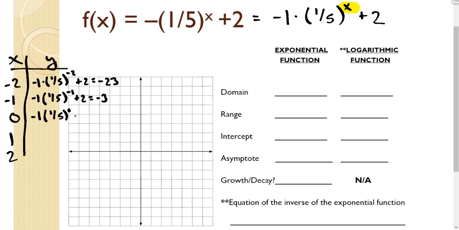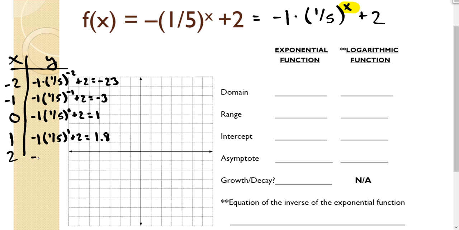-1 times 1/5 to the 0 plus 2. 1/5 to the 0 is 1. -1 times 1 is -1, plus 2 is +1. If I plug in a 1 here, -1 times 1/5 to the first, plus 2. 1/5 to the first is 1/5. -1 times 1/5 is -1/5, which is really like -0.2. And negative 0.2 plus 2 is 1.8.